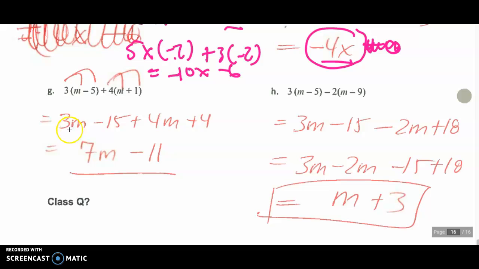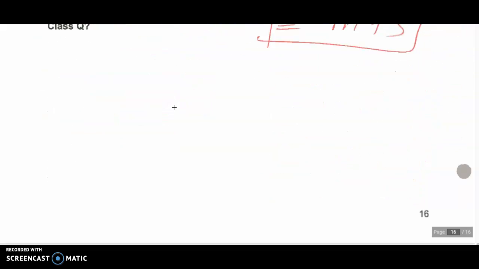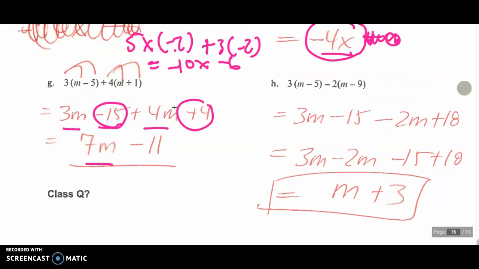Okay, so again, like I said, hopefully you can just multiply without that first step here. So 3 times m is 3m. 3 times negative 5 is negative 15. 4 times m is 4m. 4 times 1 is plus 4. Collect like terms. You have your m terms, 7 of them. You have your constant terms, negative 11 of those. That's it. That's collecting like terms.